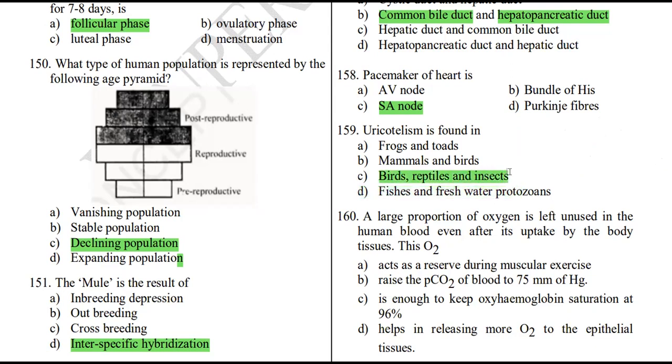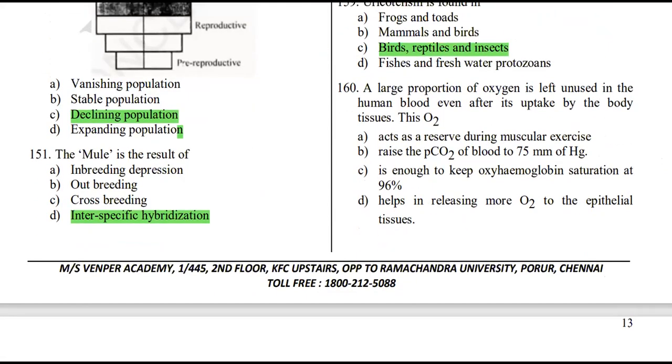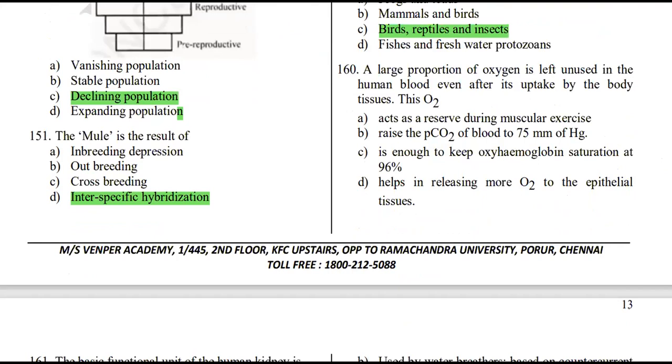Okay, the next question. A large portion of oxygen is left unused in the human blood even after taking it to the tissues. All the tissues take oxygen because every tissue or every cell has to perform aerobic respiration. Suppose some amount of oxygen is left, that will be used as a reserve material. Whenever you do exercise, that oxygen will be utilized. Suppose there is no oxygen, what exactly happens? The oxygen is stored for a long period of time.